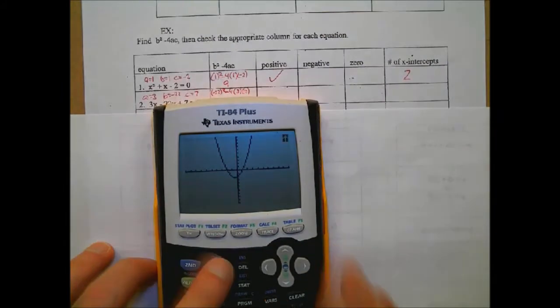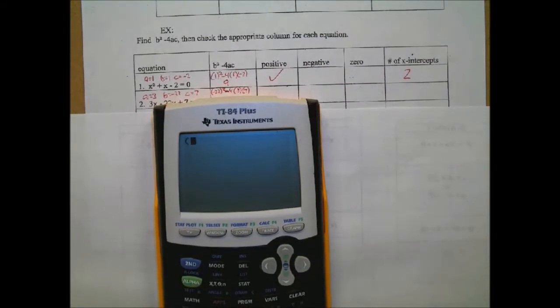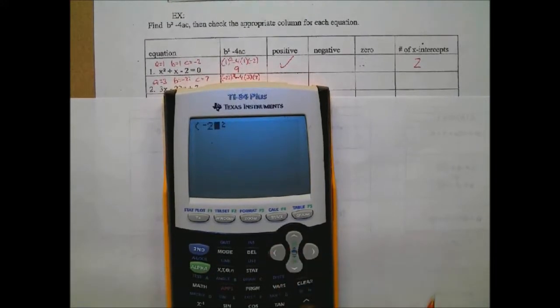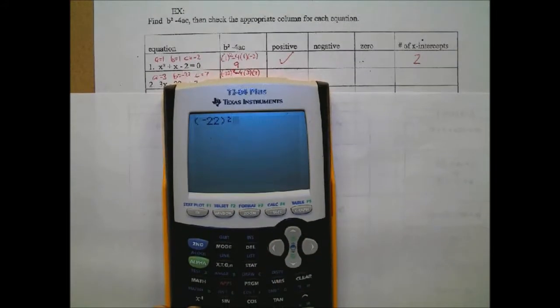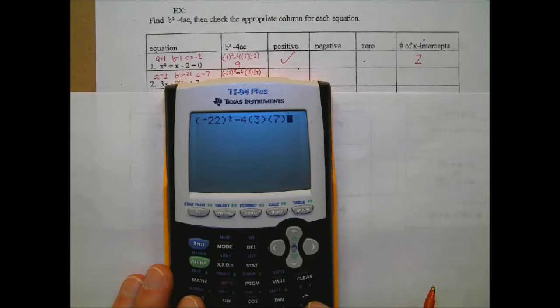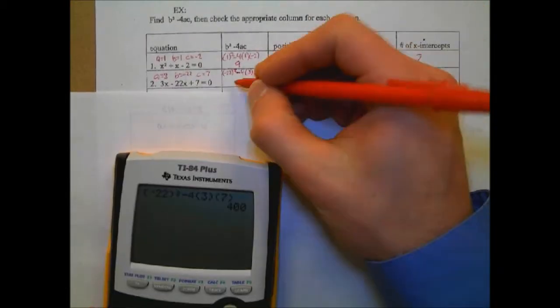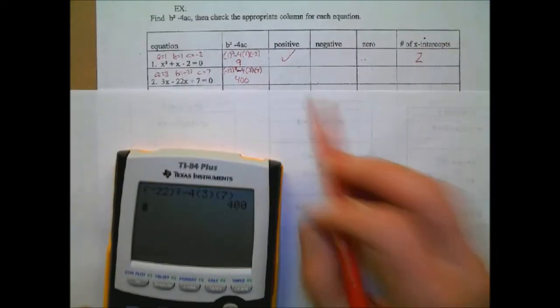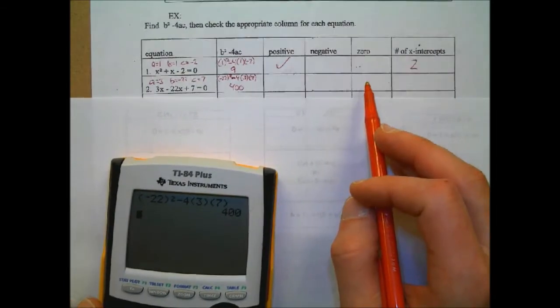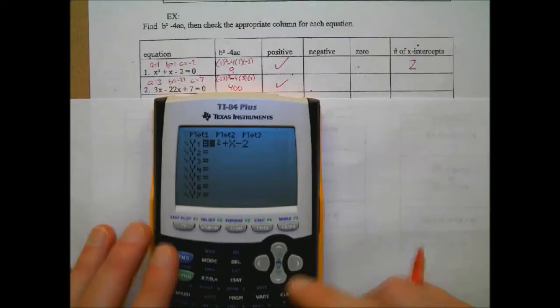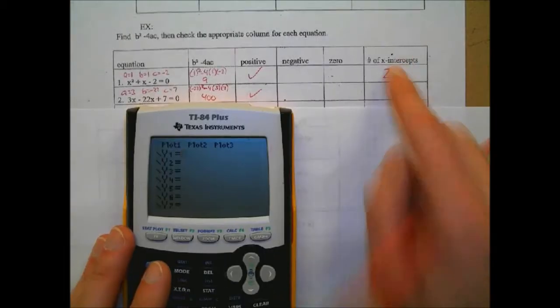Again, I'll just type that in my calculator here. Negative 22 squared minus 4 times a times c. Just type it in. Hit enter. 400. Is that positive, negative, or 0? Positive. Okay, discriminant's positive. Now I'll graph it to see how many x-intercepts there are.